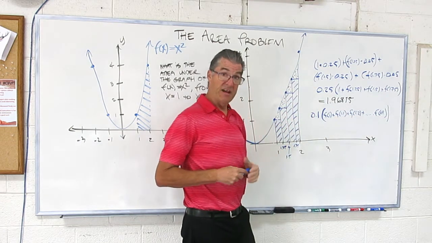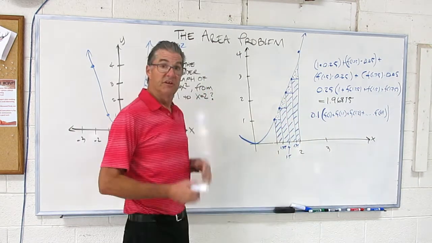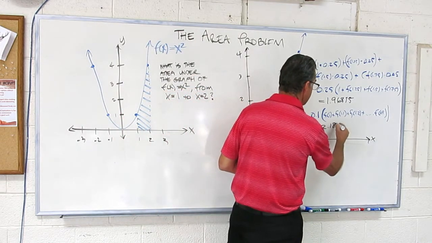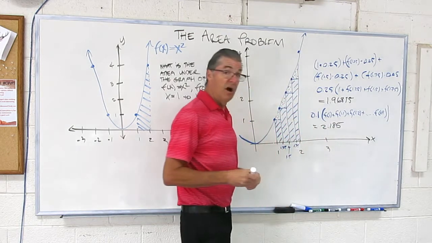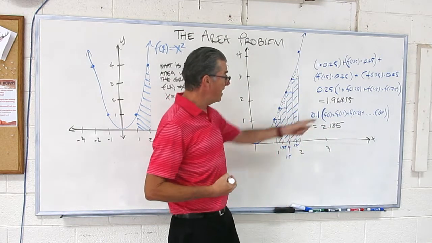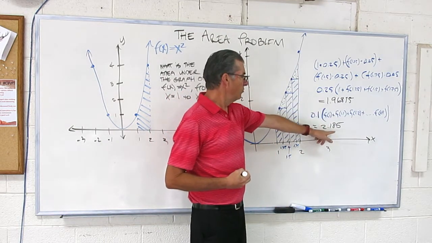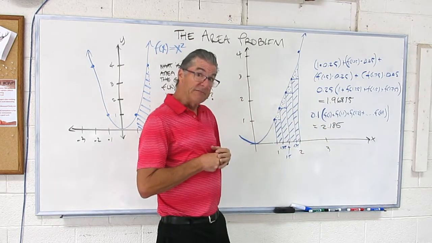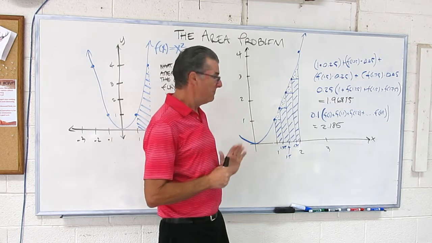And so now I can put that in my calculator, and let's see what we get. So when we do that calculation, here's what we get: 2.185. Okay, so our area's gone up, which is what we would expect. We've gone up from 1.9 something to approximately 2.2. So again, we're not all the way there.